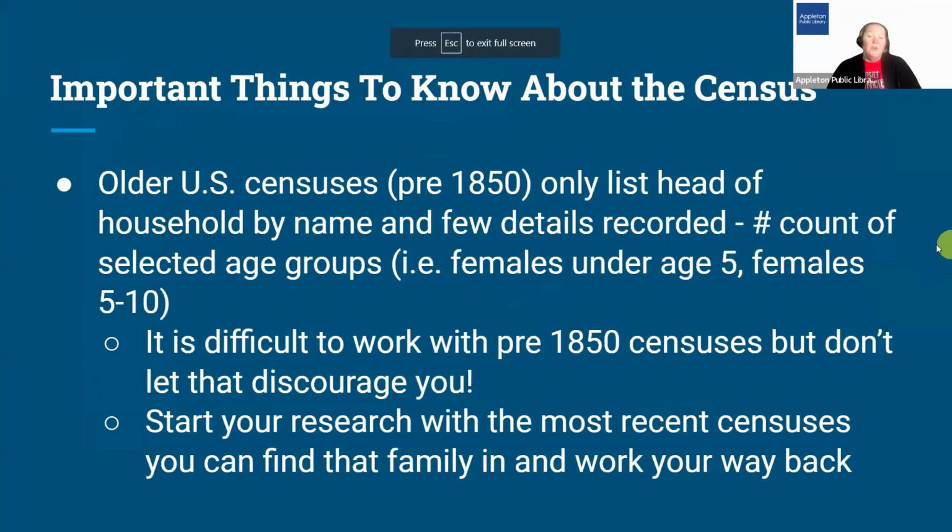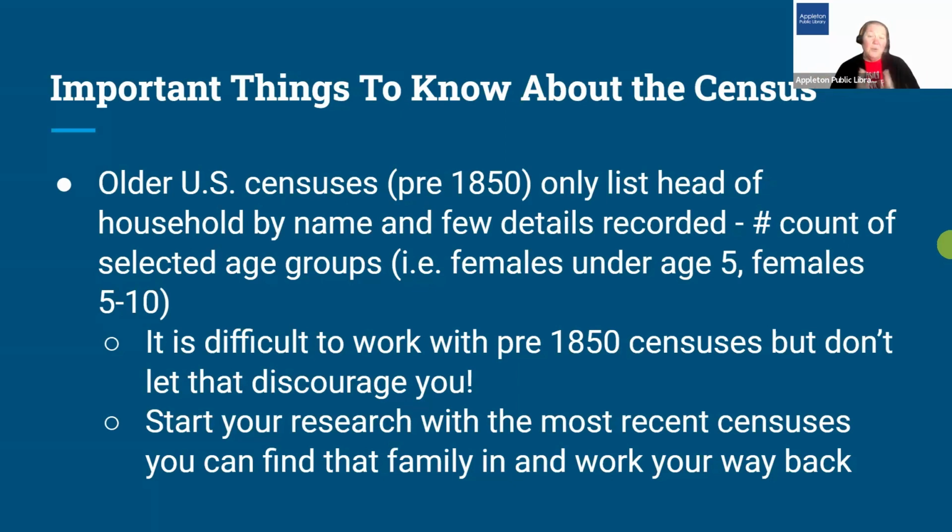Older censuses, so those pre-1850 censuses, unfortunately only list a head of household by name. It's usually the man of the house, and then very few details are recorded. So they're usually kind of giving a number count for selected age groups like females under the age of 5 or females between 5 and 10. It's unfortunately a little difficult to work with these pre-1850 censuses, but don't let that discourage you.